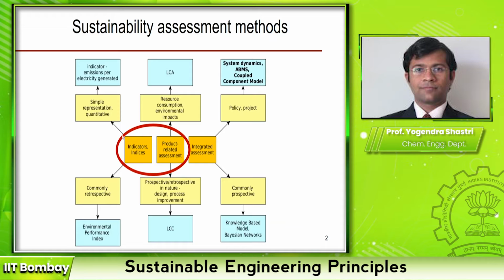The reason I have circled both the indicators and indices as well as product related assessment is because you can consider footprint calculation as being part of both these methods. You can say that footprint calculations are indicators because they tell you about a specific aspect of the product or a process, but you can also consider footprint calculation as a subset of life cycle assessment, which is a much more comprehensive method of product related assessment, and that's why I have circled both in this particular figure.